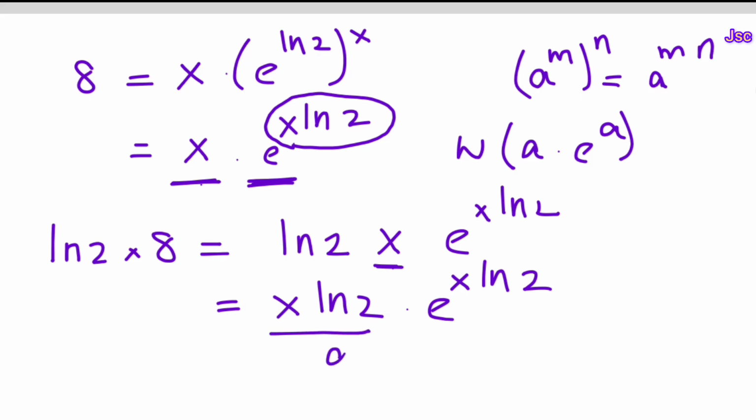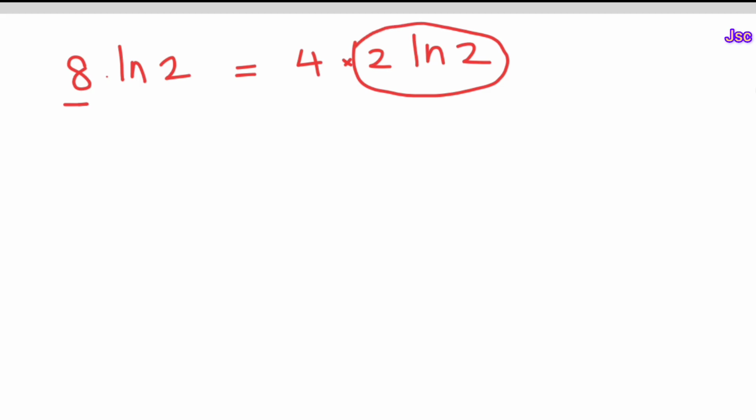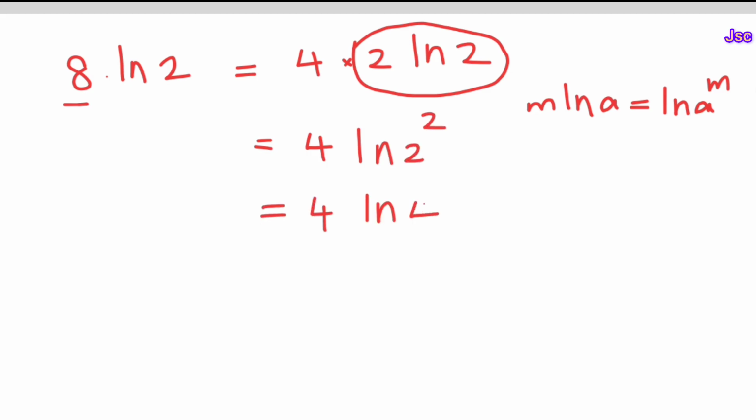Now this is a and this is e^a. Observe the left hand side part. We have 8 times ln 2. This 8 we can write as 4 times 2, then ln 2. Now take this part. It is in the form of m log a. According to the logarithm property, we can write this as ln a^m. This we can write as ln 2^2. 2 squared is nothing but 4. So now we have 4 ln 4.